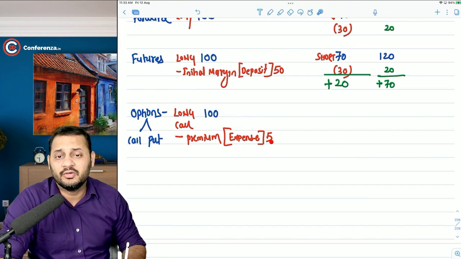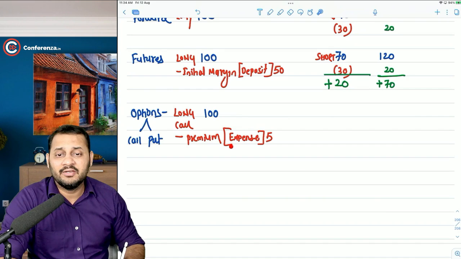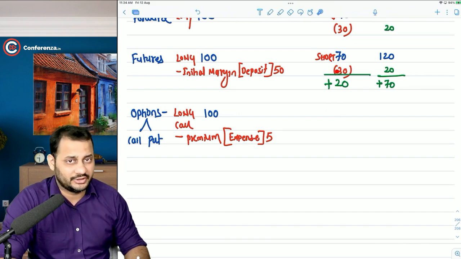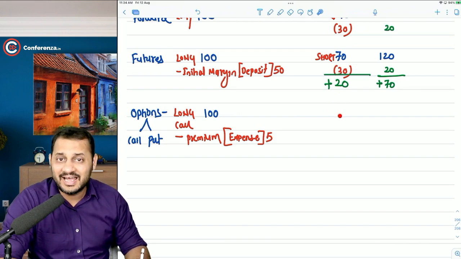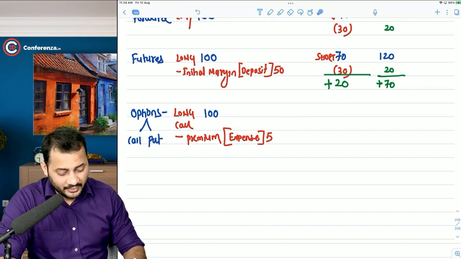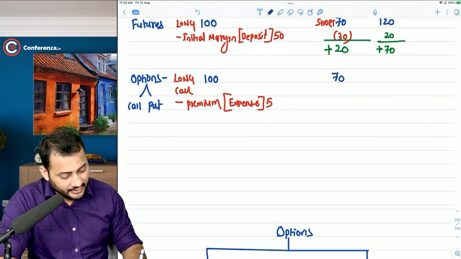And let me tell you one thing, this is the only loss to him, because by paying 5 rupees straight away at time 0 and considering that as an expense, he ensures that he has the right to say no to the losses. He has the right to say no to the losses. So what is going to happen if the market price goes to 70 on that date? He will take no action.